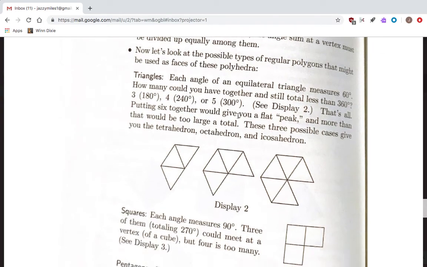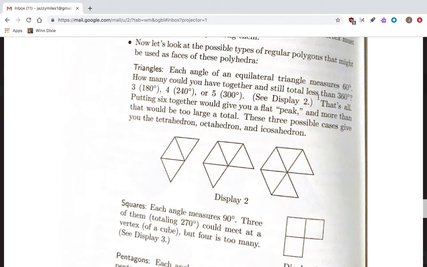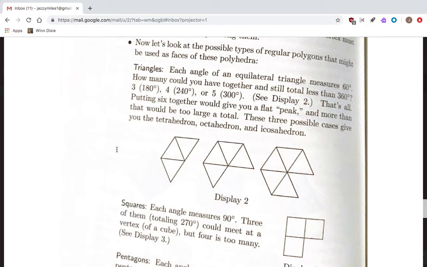So, triangles. Each angle of an equilateral triangle measures 60 degrees. How many could you have together and still total less than 360 degrees? Well, 3 is equal to 180. 4 is 240 degrees. Or 5, which is 300 degrees. See display 2. That's all. So putting 6 together would give you a flat peak, and more than that would be too large a total. These 3 possible cases give you the tetrahedron, the octahedron, and the icosahedron.